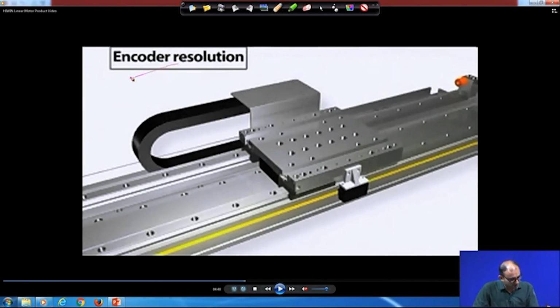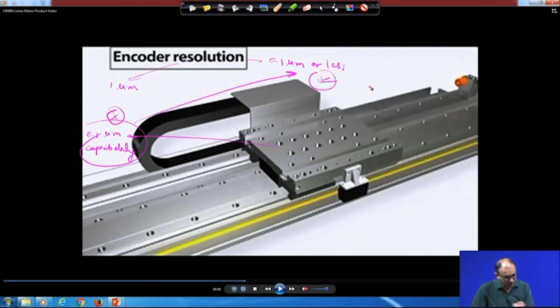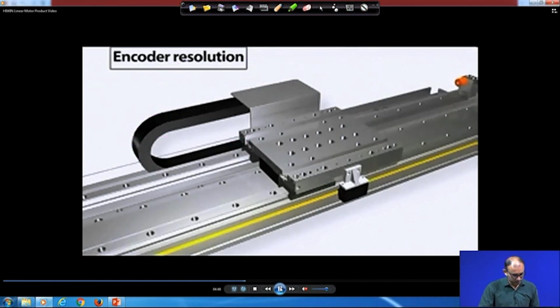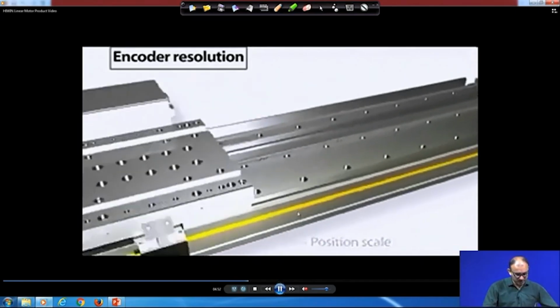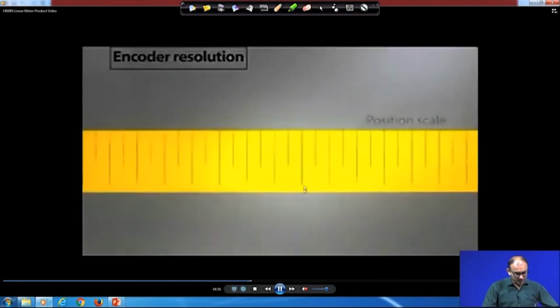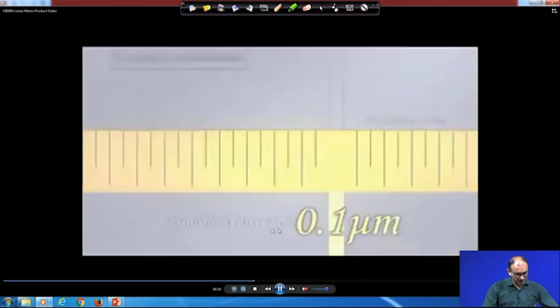So, if the encoder resolution is 1 micron and your motor has 0.1 micron capability, this is not the correct combination. What you have to do is find an encoder that is also 0.1 micron or finer. This is the right combination, because you have to select an encoder in such a way that it has a much higher resolution than the system. Right. So, this is the position scale attached here. There are different markings, called the position scale, and each one you can get with 0.1 micron.